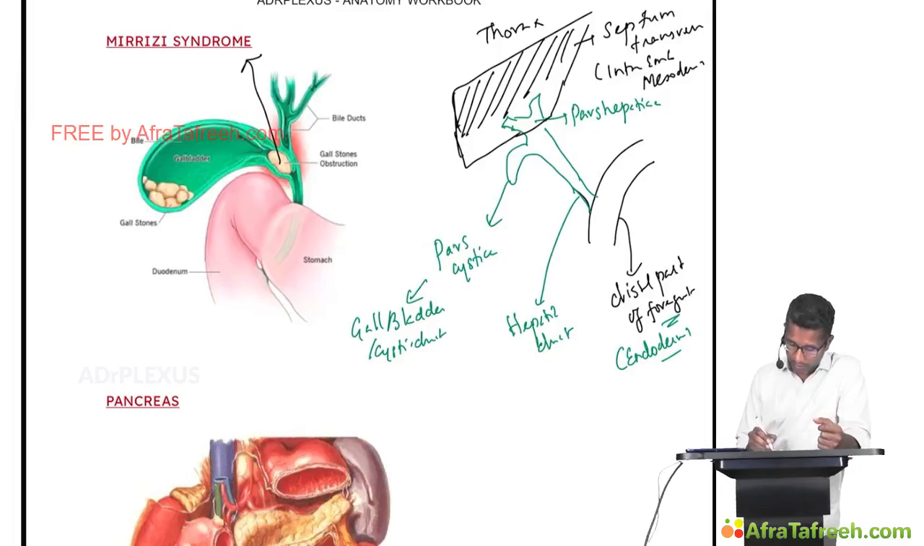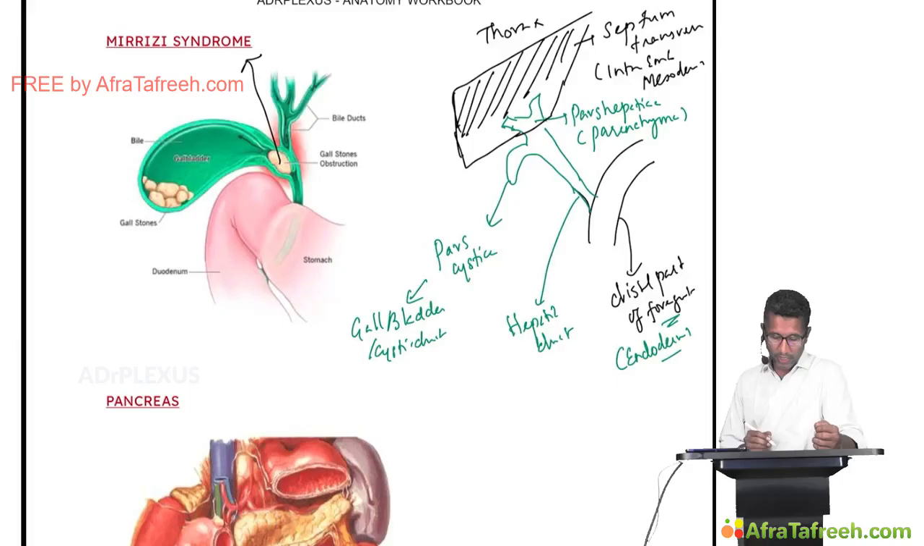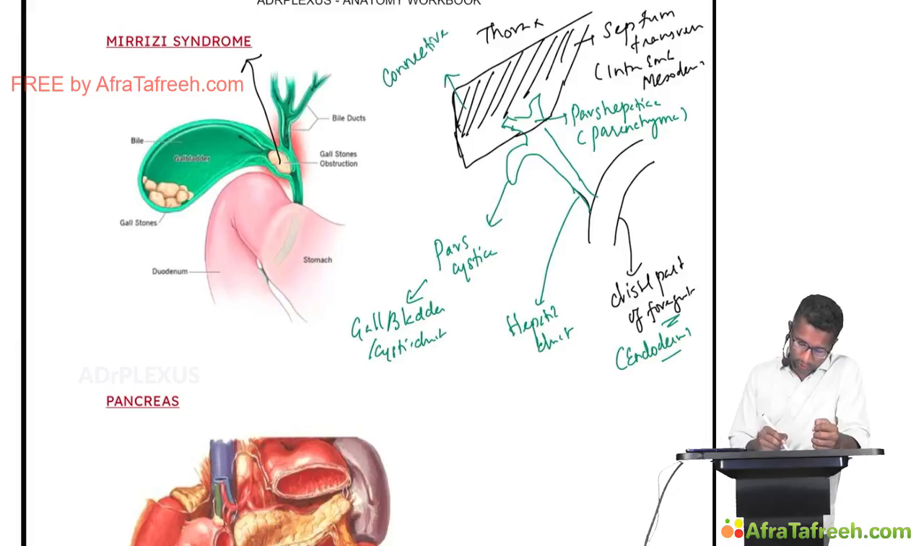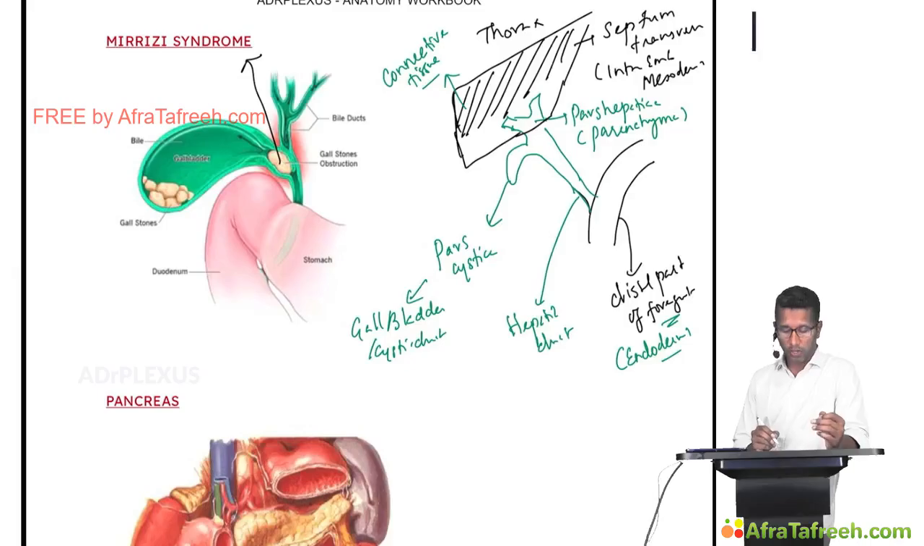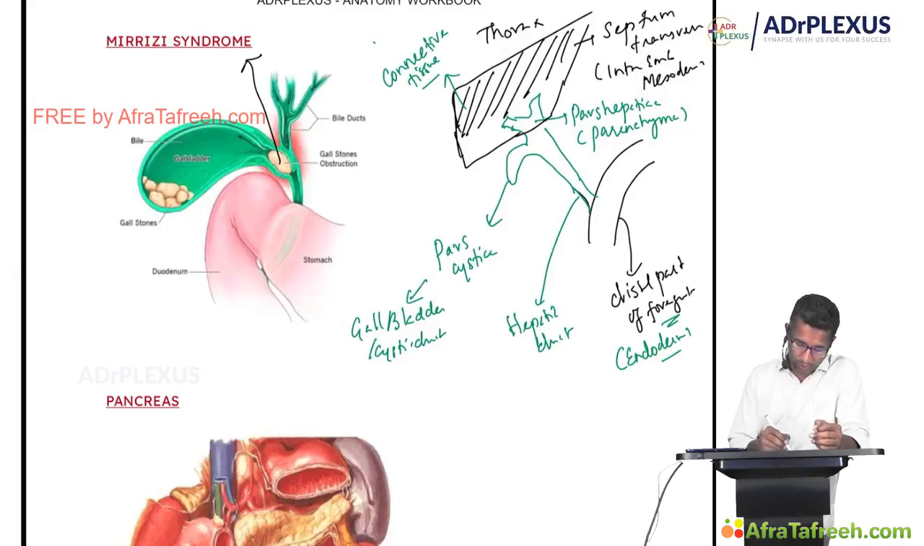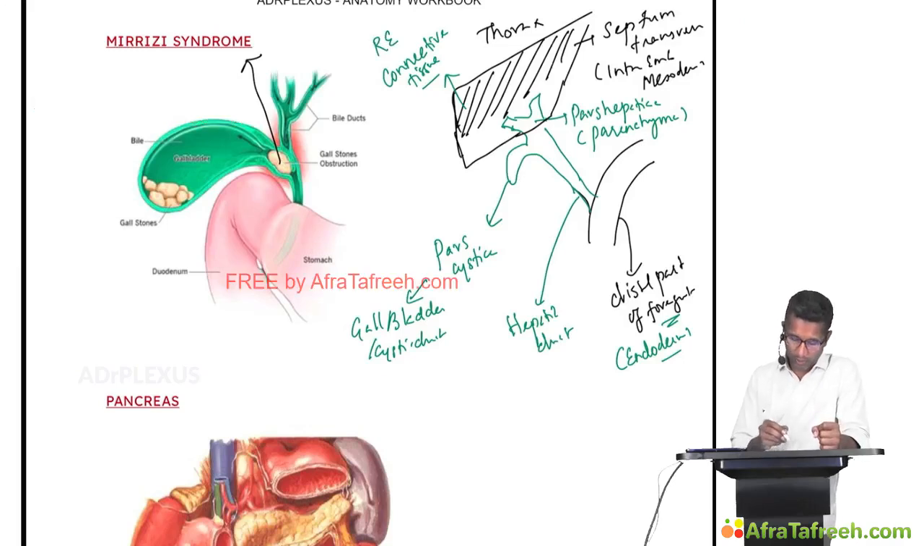So the pars hepatica gives rise to the parenchyma of the liver, and the septum transversum gives rise to the supporting or connective tissue of the liver. It also gives rise to the reticuloendothelial system of the liver, including the stellate cells of the liver.